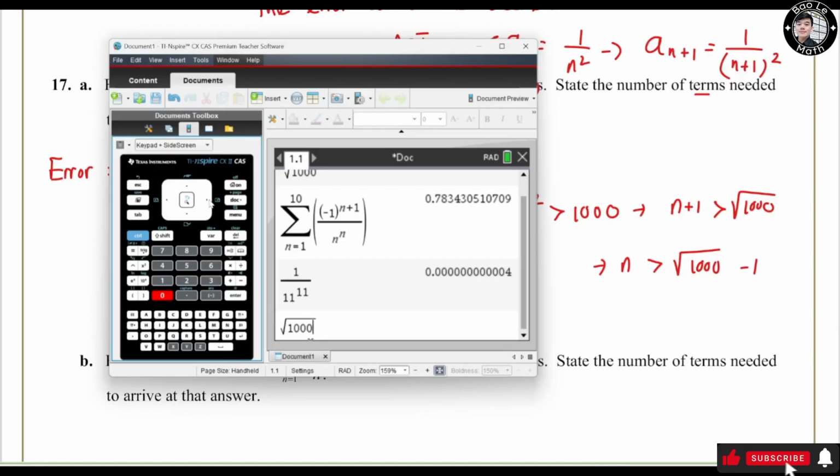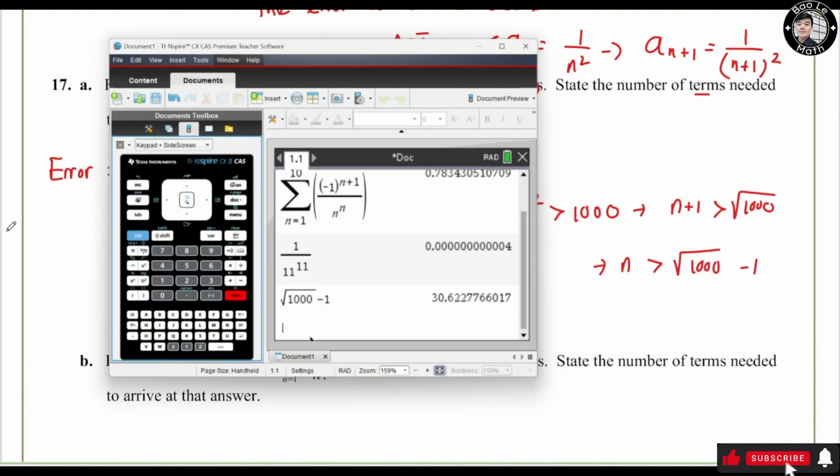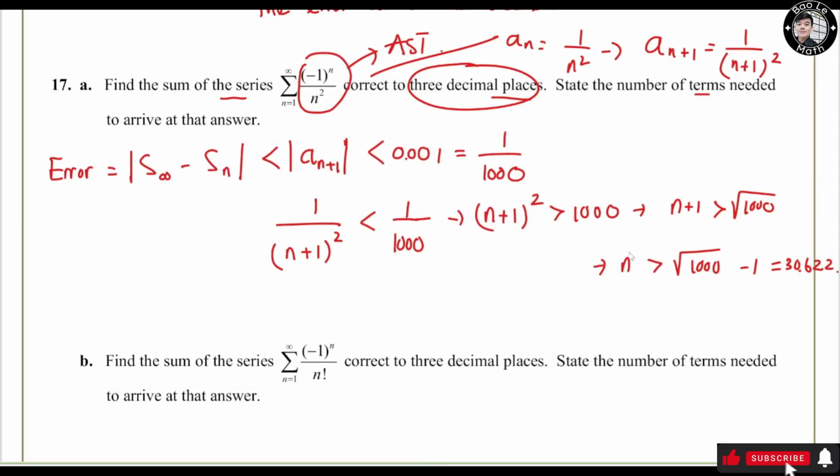1000 subtract 1, press Ctrl Enter. It's going to be 30.622, right? But n is an integer, right? So the least number should be n equals 31. So the series becomes negative 1 raised to the n over n squared when n goes from 1 to 31.